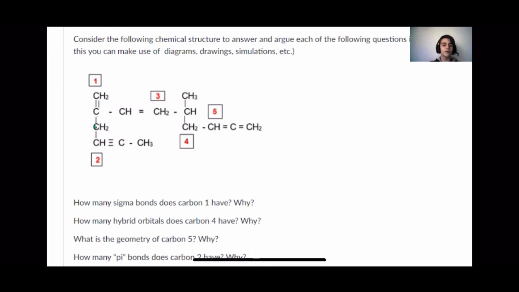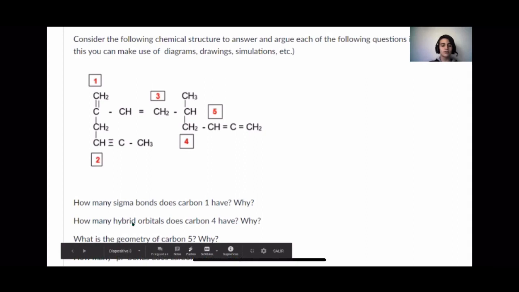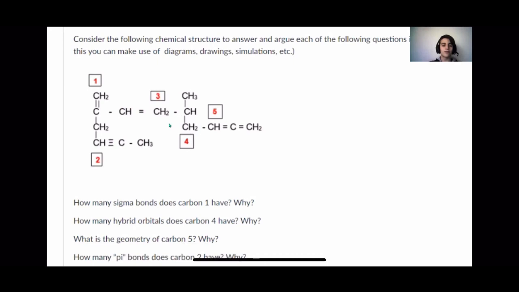If it were a single bond, it would have four sigma bonds, and if it were a triple bond like this, it would have only two sigma bonds. The next question is how many hybrid orbitals does carbon 4 have and why? This is carbon 4, and it has hybrid orbitals because it only has a single bond right here and another single bond right here, and each single bond adds four hybrid orbitals.